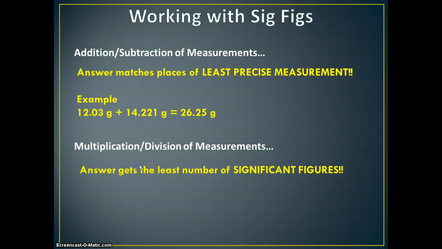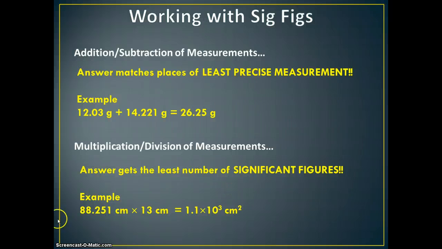When we multiply and divide, we get a slightly different way of handling it. Instead of looking at the least precise, we go to the least number of significant figures. This is just, again, estimating propagation of error. And it's this way because when I multiply numbers or divide them, I compound the error. When we're adding and subtracting, we're still working within the same realm. But when we multiply and divide, it just blows things up.